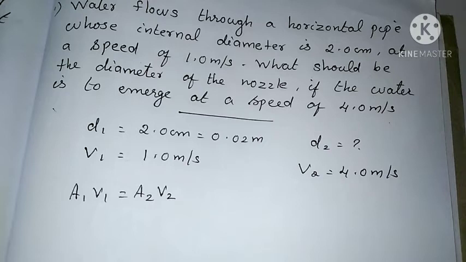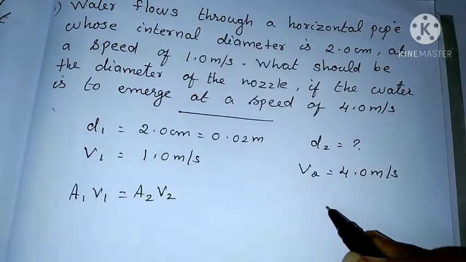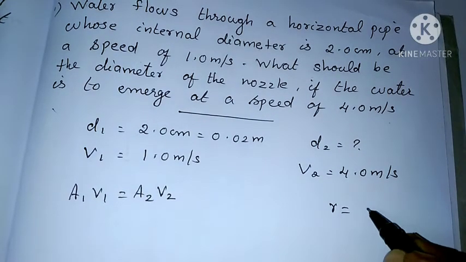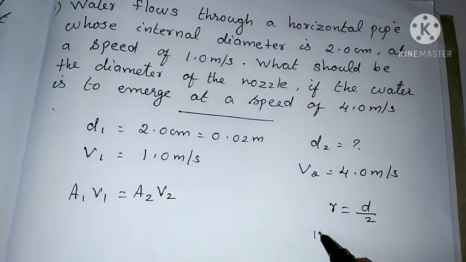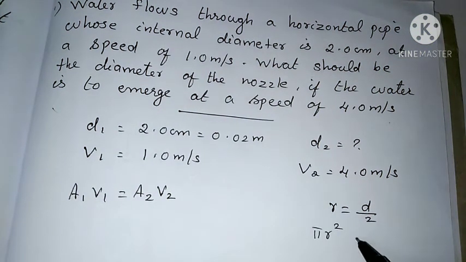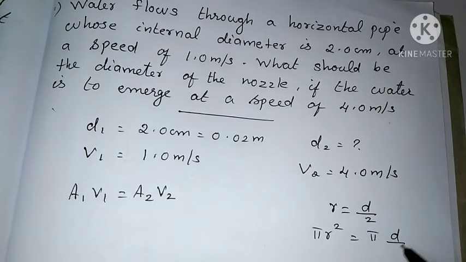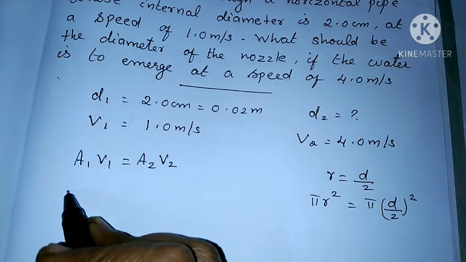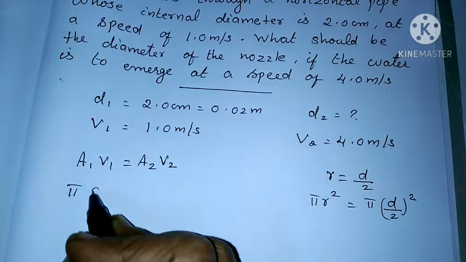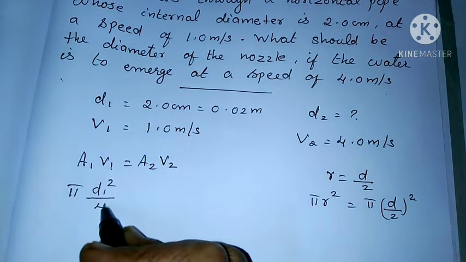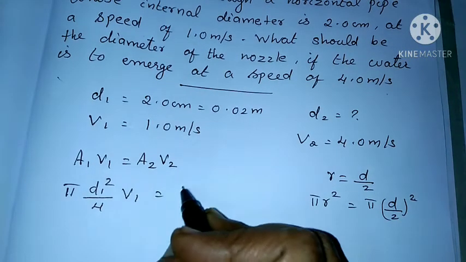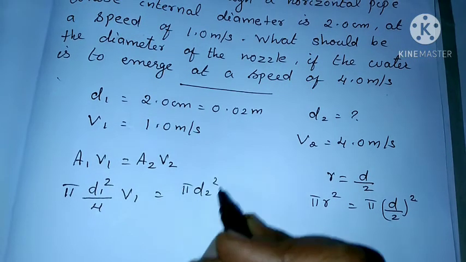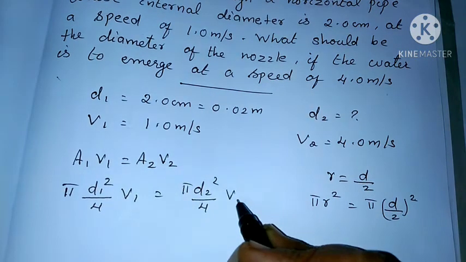What is the area of cross section of the pipe? It is a circular cross section, so the area is pi r square. Here the diameter is given, so radius r equal to d by 2. So we can write the area of cross section, pi r square, equal to pi (d by 2) the whole square. That we can apply here. That is, the first area A1, pi d1 square by 4, into V1 equal to pi d2 square by 4 into V2.